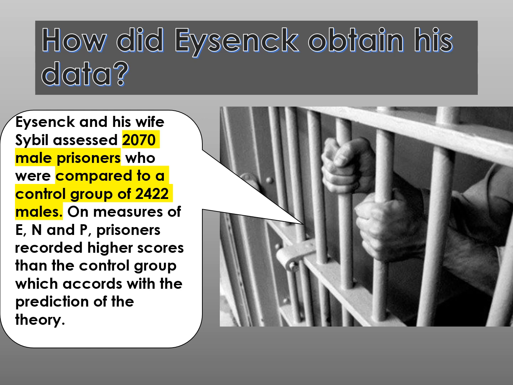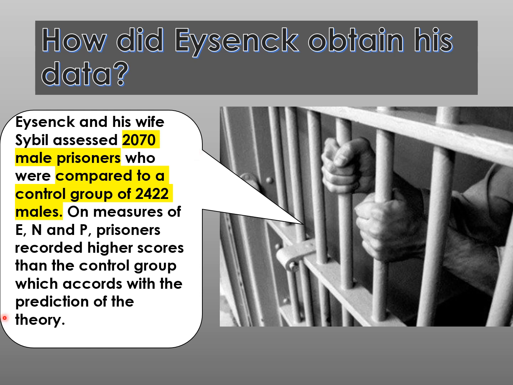Now, how did he get his data? How did he realise that these three personality traits were important? So him and his wife assessed 2,070 male prisoners. They compared it to a control group of, again, around 2,000 on the measures of extroversion, neuroticism and psychoticism. Prisoners recorded higher scores than the control group. So he said, well, there we go. People who are offenders have high levels of these three traits.